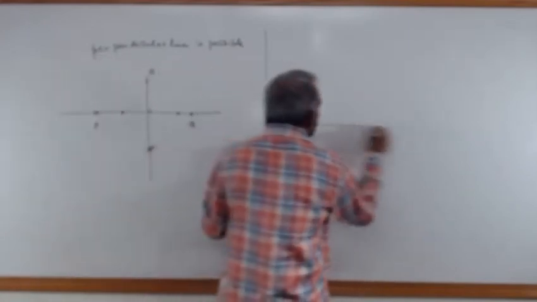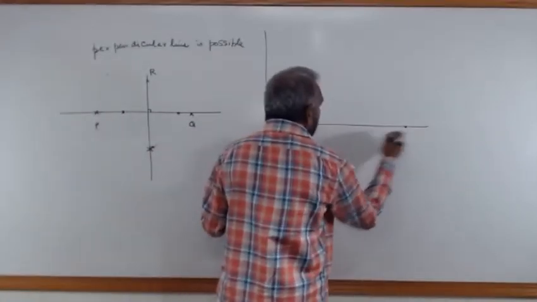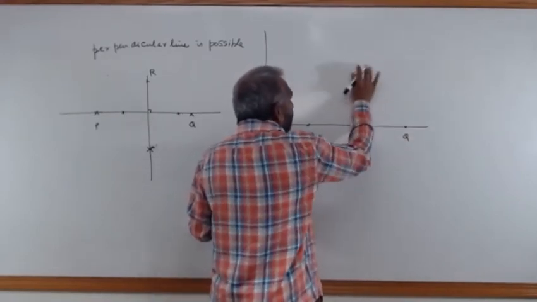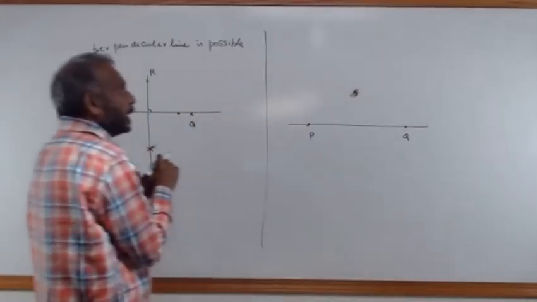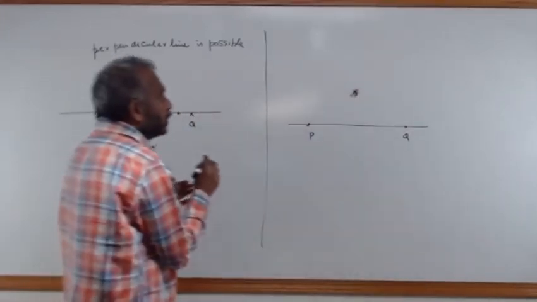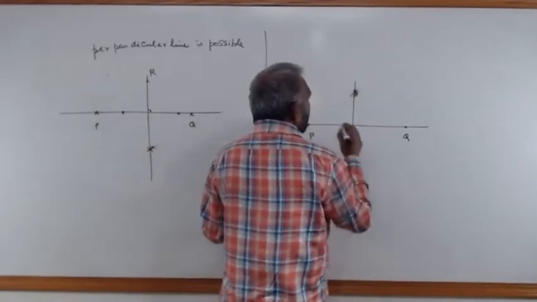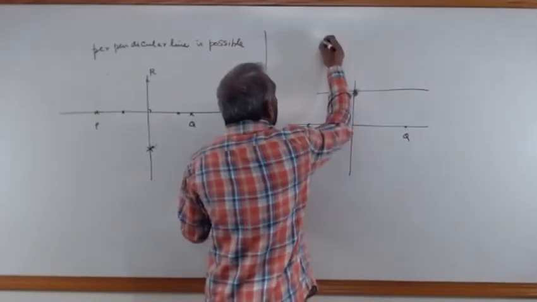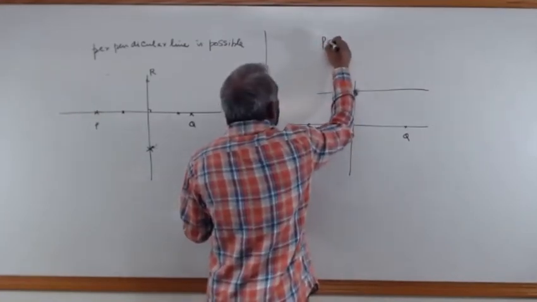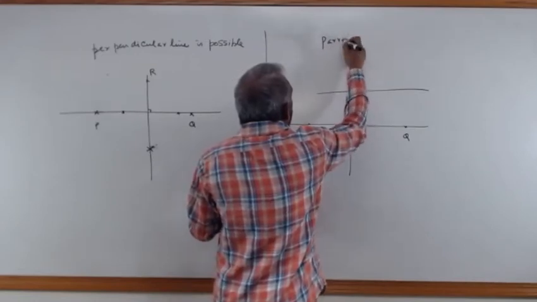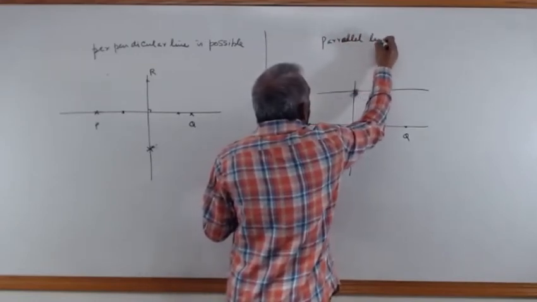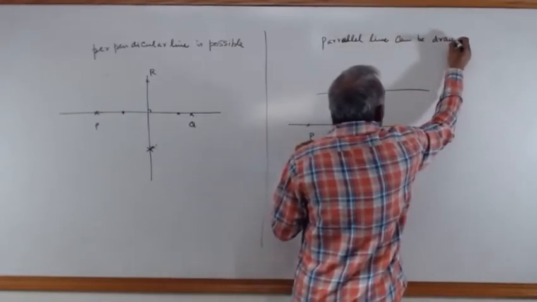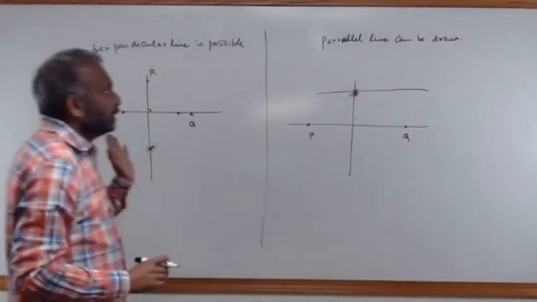Similarly, if there is a point outside PQ and you want to draw a line parallel to it, first you draw the perpendicular line and then draw another perpendicular line. So parallel lines can also be drawn using the rules that we assumed.